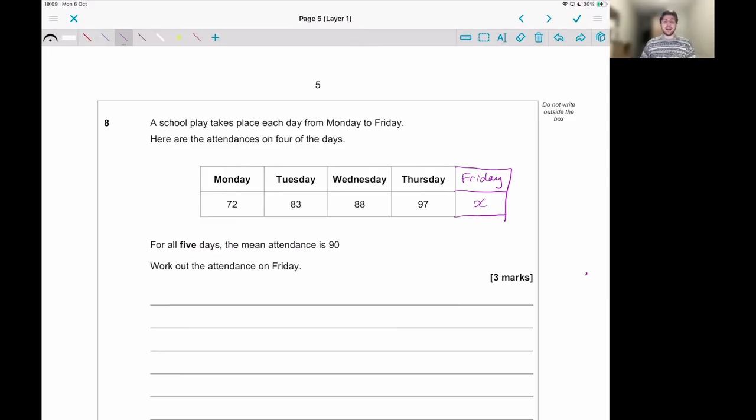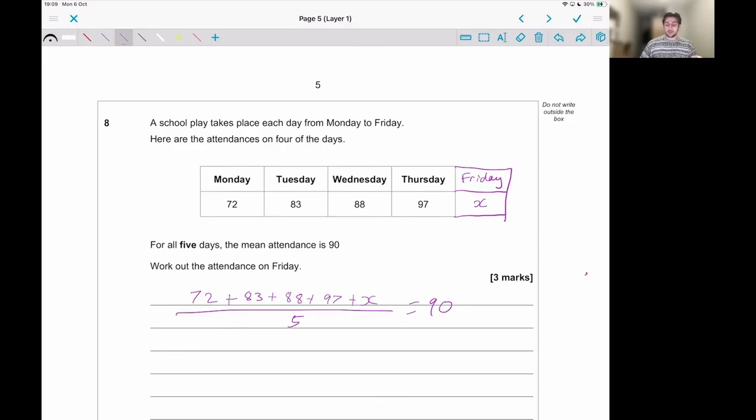What does it mean to work out the mean? So the mean is when you add everything up and divide by the total number of things. So the mean attendance then would be the attendance on all of the different days added together, including Friday, divided by the total number of days, 5 total days. And we know that this is 90 because it tells us the mean is 90. And now we want to undo this equation to find X on its own. In other words, we're solving for X.